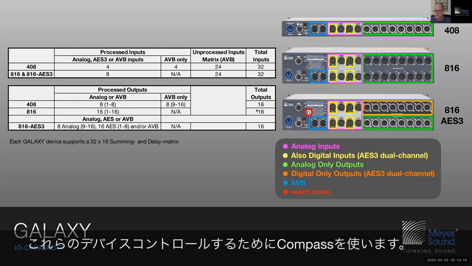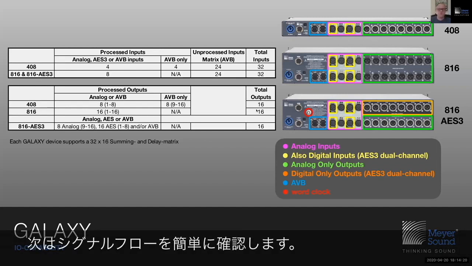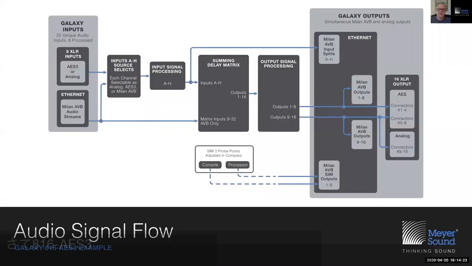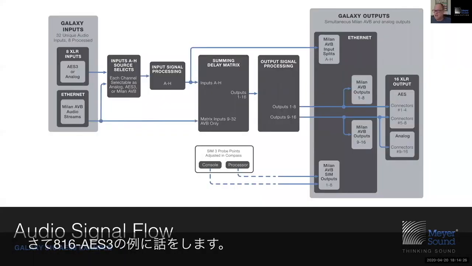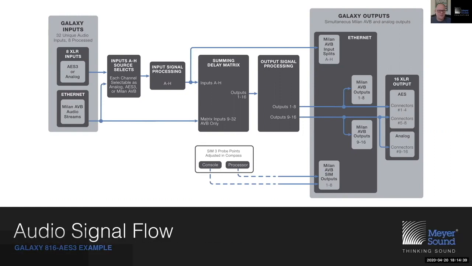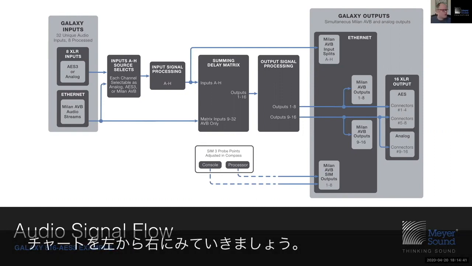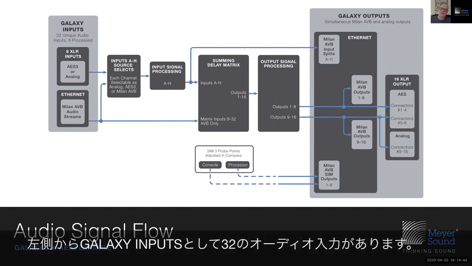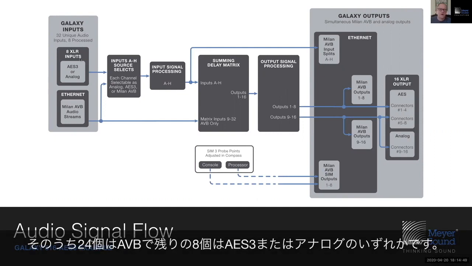We're going to use Compass to control these devices, and that means I think it's prudent to briefly look at the signal flow. I'm going to focus on an 816 AES3 example, but if you understand the AES3 example, then surely you will be able to appreciate that the 408 and the 816 work essentially the same. So let's read this chart left to right. Starting on the left side, we have our Galaxy inputs, which are 32 unique audio inputs. 24 of those are AVB, and the remaining 8 can be either AES3 or analog.